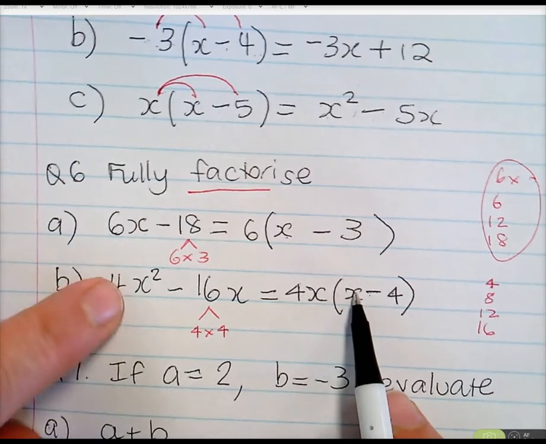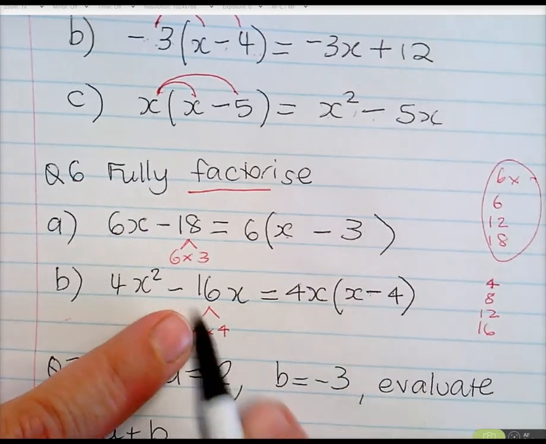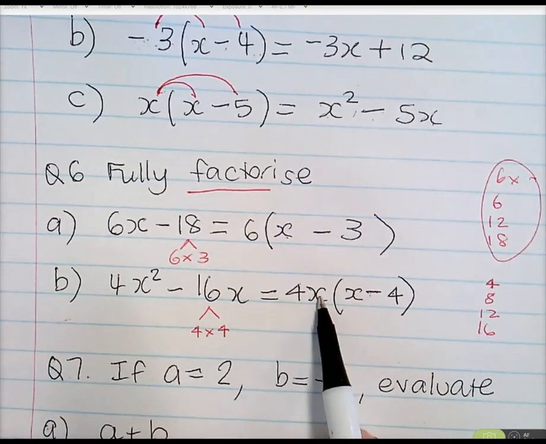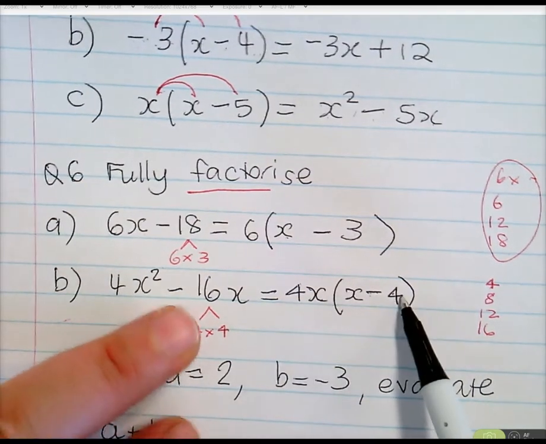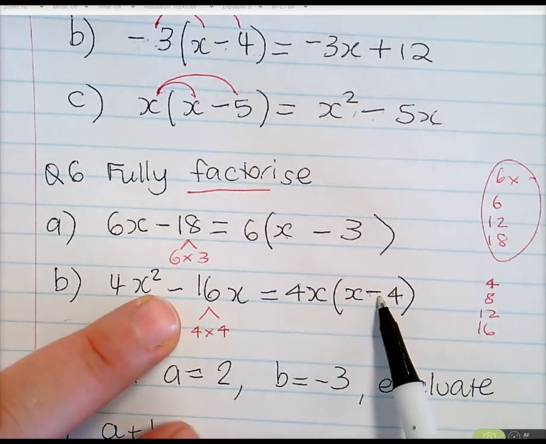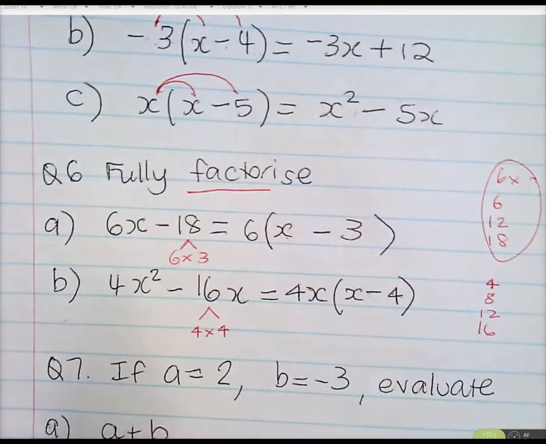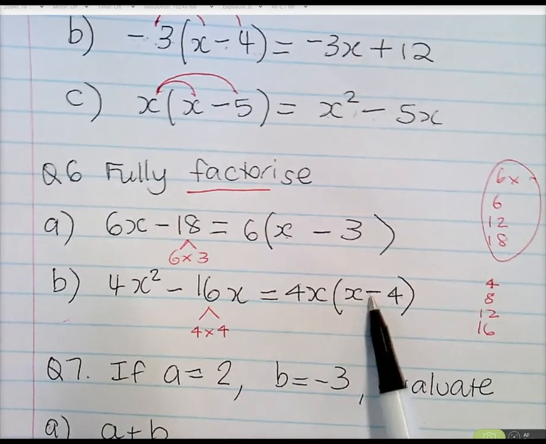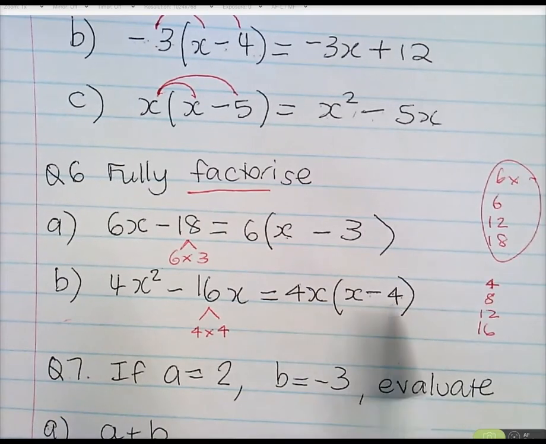Let's have a look. 4x times x is 4x squared. 4x times minus 4 is minus 16x. See, you have to say, I've got 4x, how am I going to make it into the minus 16x? I need to times it by another 4 and by a negative. 4x times minus 4 is minus 16x. Once you think of an answer, you check it. 4x times x is 4x squared, and 4x times minus 4 is minus 16x.